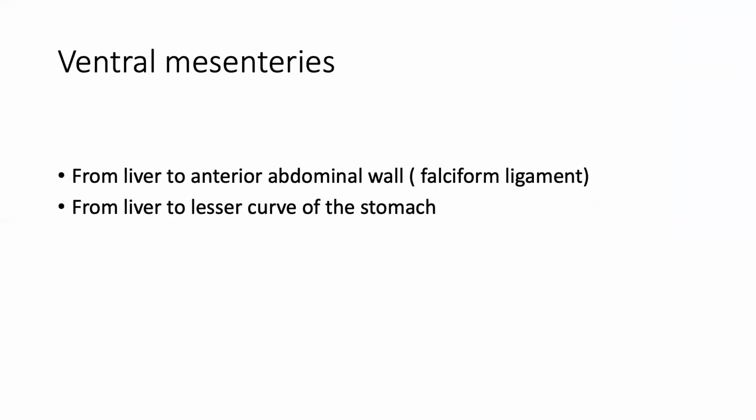Let's talk about the ventral mesenteries. Ventral mesentery extends from an intraperitoneal organ to the anterior abdominal wall. For example, from the liver going to the anterior abdominal wall, that is what we call the falciform ligament. So the falciform ligament is a double layer of peritoneum which runs from the liver to the anterior abdominal wall. And there is another peritoneal sheath which runs from the liver to the lesser curvature of the stomach.